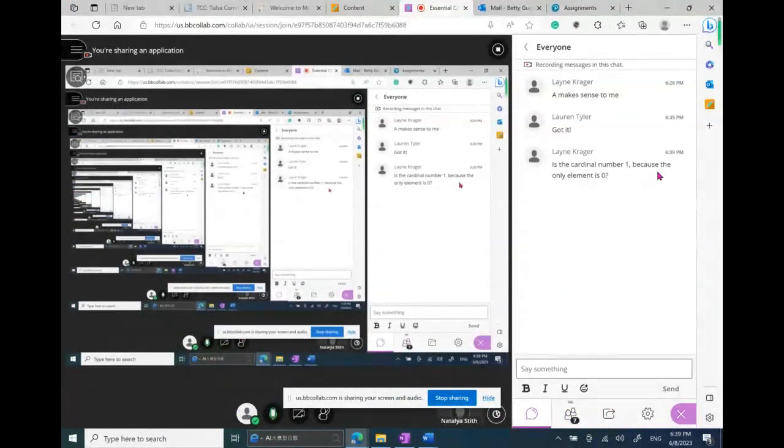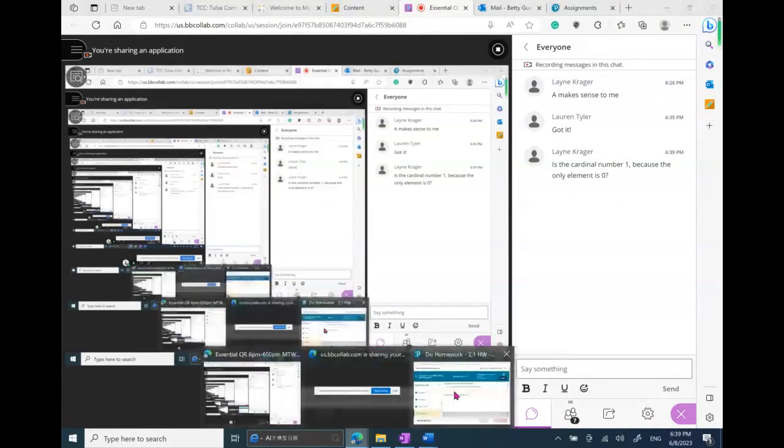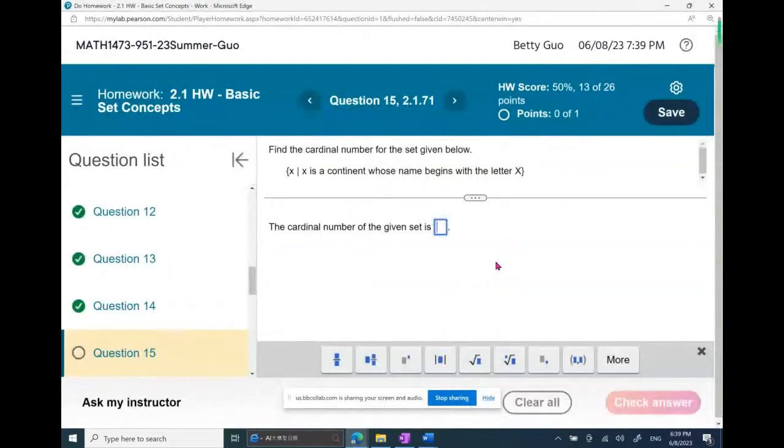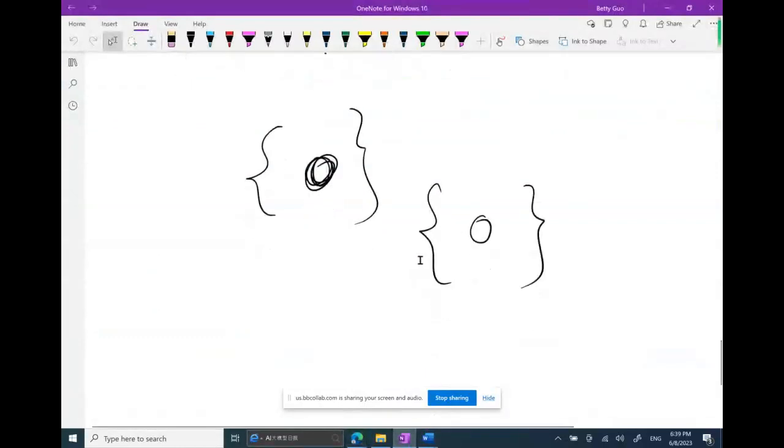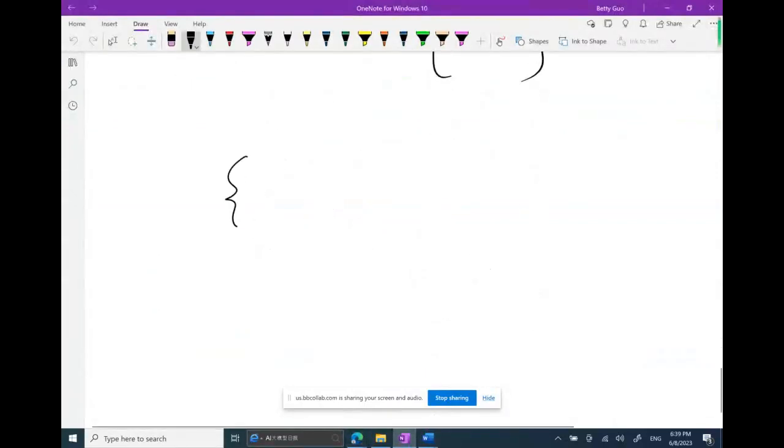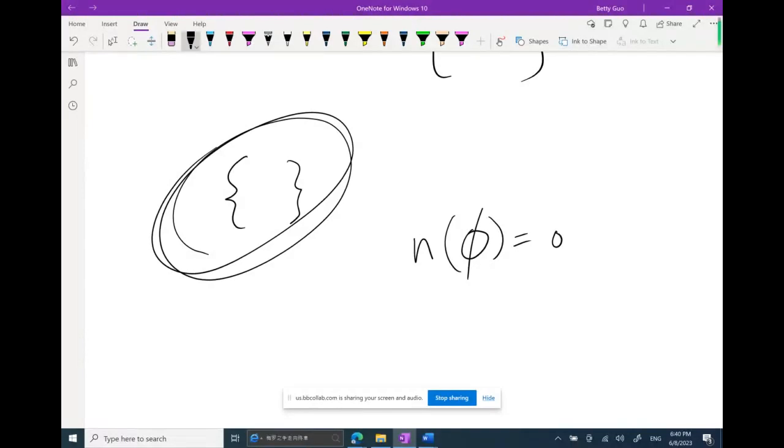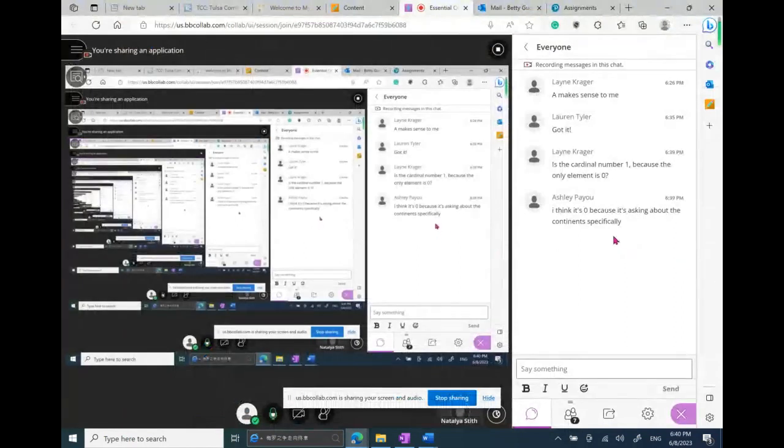Is the cardinal number 1 because the only element is 0? No. That's a good question. The cardinal number of the empty set is 0. Remember, the empty set can be denoted as this, with no elements. This is another way to represent the empty set. The cardinal number is the number of elements in a set. There's no element, so 0, right? Once we determine it's the empty set, it's 0.